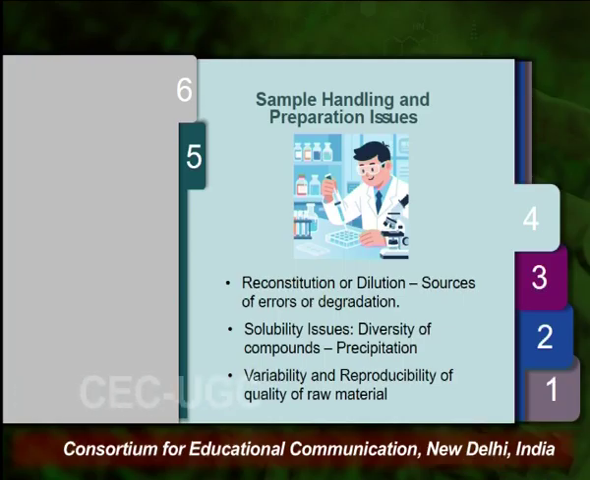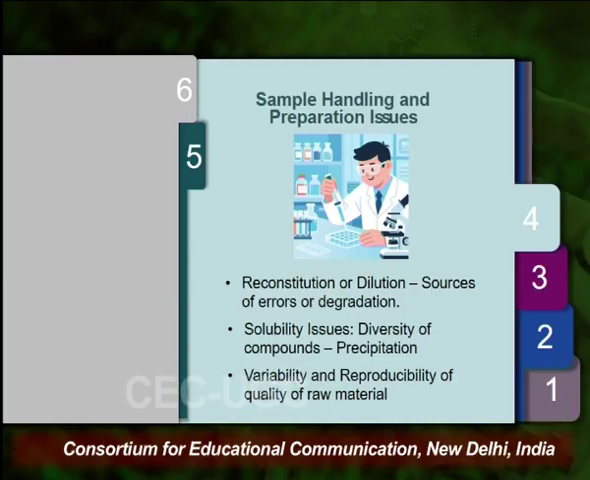Then there is the variability and reproducibility of the raw material that is used to prepare the extract. We know that the environmental conditions and the geographical location from where the raw material is obtained have a major impact on the chemical composition of that particular material. And therefore, if we get a raw material of different chemical composition, again the results will not be reproducible.